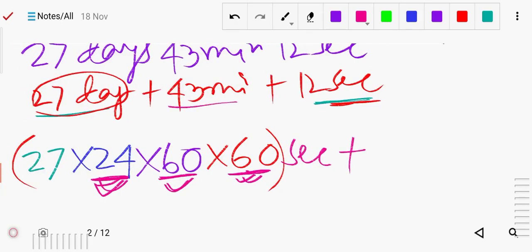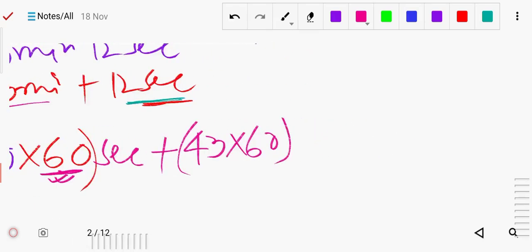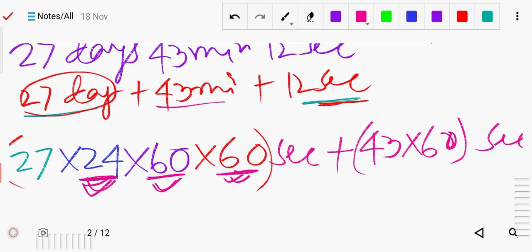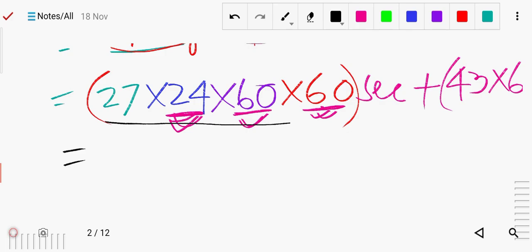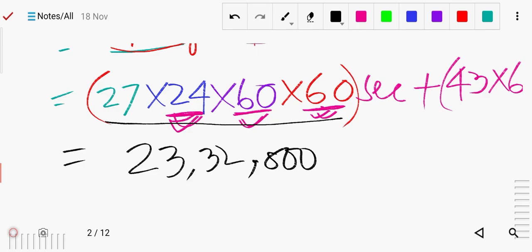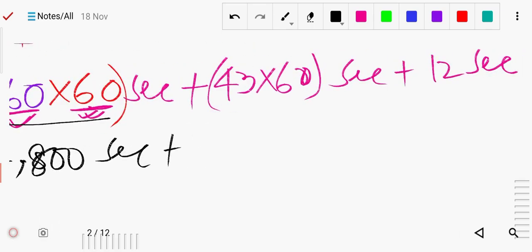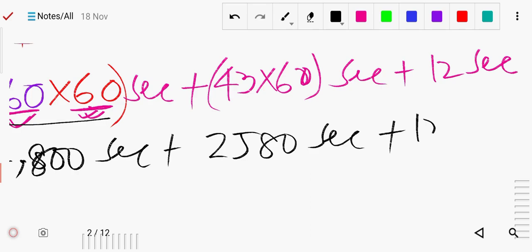Now 43 minute we have to change. So write here 43 into 60, because in 1 minute how many second? 60. And there is 12 second already in the second, no need to change. Okay, now next we will multiply all this. When you multiply, you will get 23 lakhs 32,800 second, plus here you multiply these two and get 2580 second. Okay, plus here is 12 second.